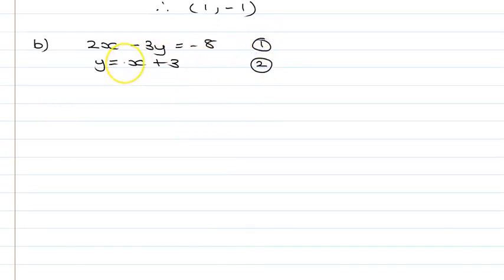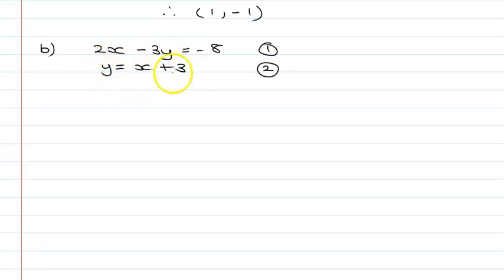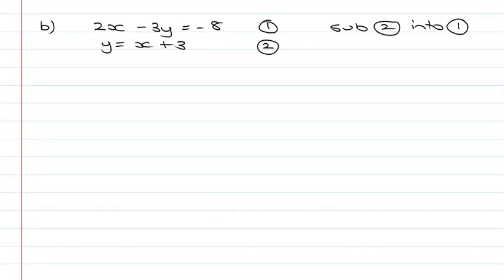Now, sometimes you may have to rearrange. I don't need to in this case. We can see that equation 2 is just y equals. So I'm going to substitute equation 2 into 1. Ideally you have one of the equations that's equal to one of the variables, and that is the one that you substitute into the other equation. And that's why it's called substitution. So I'm going to sub that in.